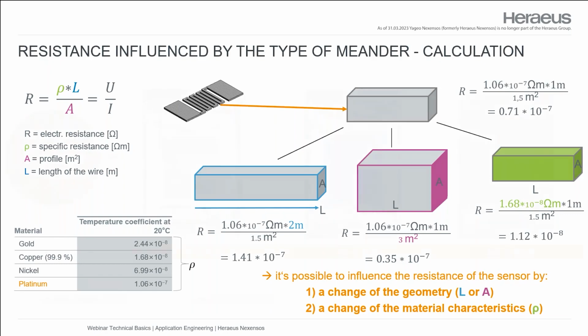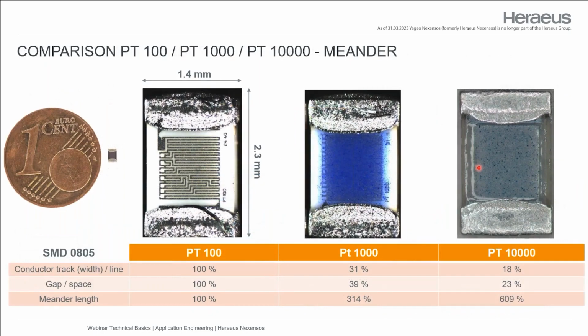This is the theory. Now we come to the practical situation, only to get an impression about the size. You see that 1 euro cent, and directly beside it the SMD part, an SMD 0805, which has more or less a dimension of 1.4 by 2.3 millimeters. It's a small SMD part for sure.